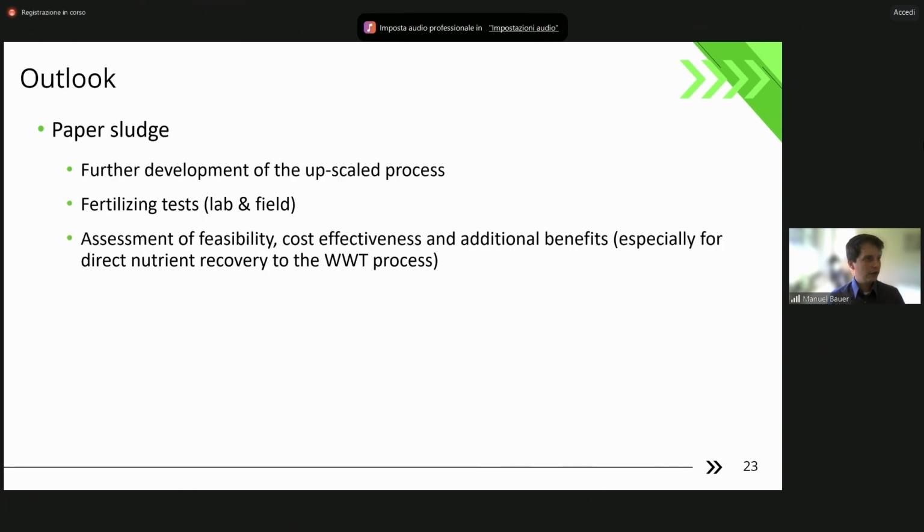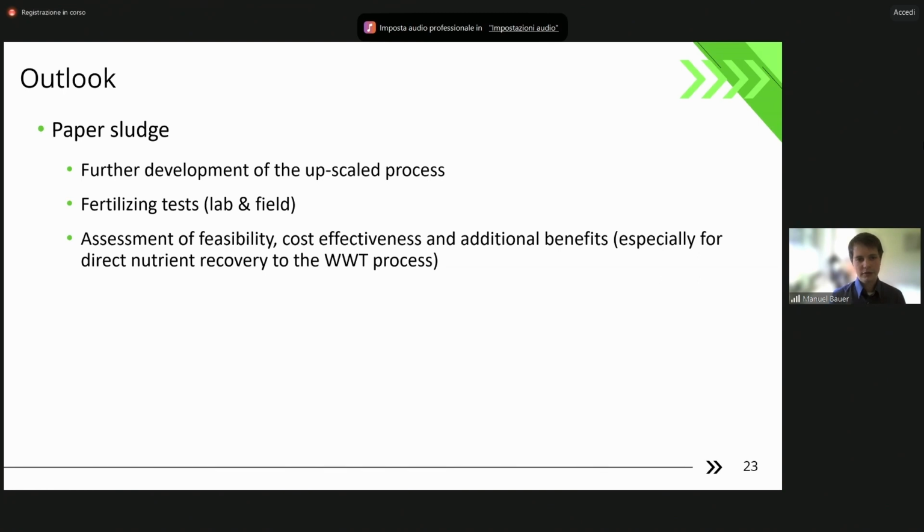Yeah, so to give you an outlook, for paper sludge we would need to further develop the process. We would need to upscale it. Then as a next step, we need fertilizing tests in lab and in field. And of course, especially for the direct integration in the wastewater treatment process, you need assessments of feasibility, cost effectiveness, and additional benefits.